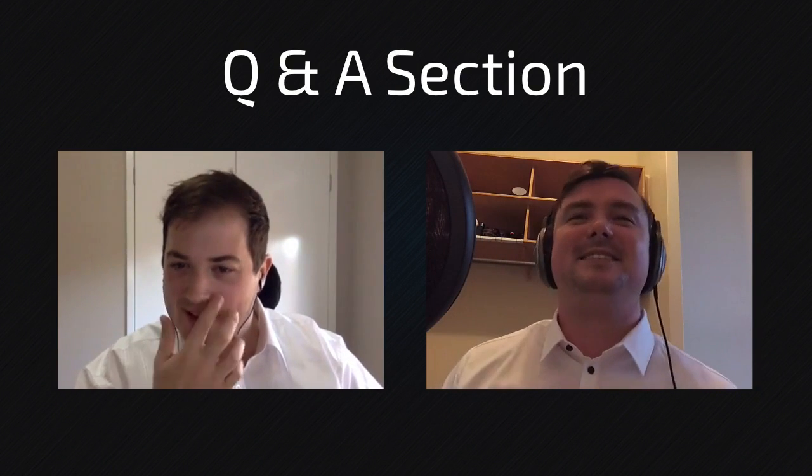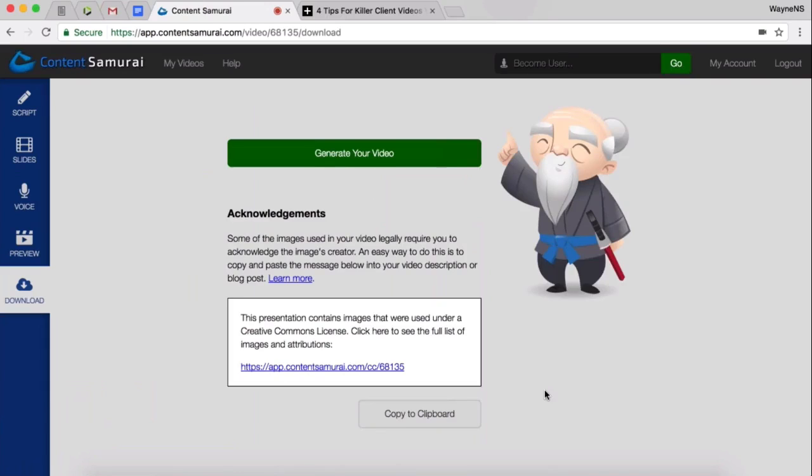Can these images and audio be used freely? Yes, they can. The only thing you need to do is, when you upload your video to YouTube or Facebook, grab the Creative Commons attribution that I think Wayne is about to show us now on the screen. You'll see down the bottom there, we've got a copy to clipboard button. You simply click that button and it copies that text that Wayne's highlighted there, and you just need to paste that. That's what you need to do when you're using our images and our audio as well.